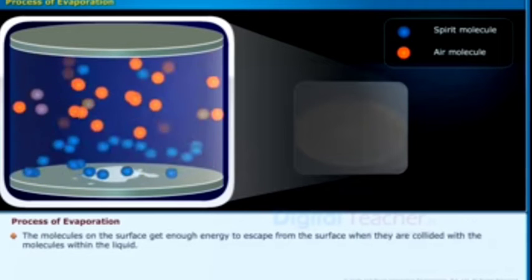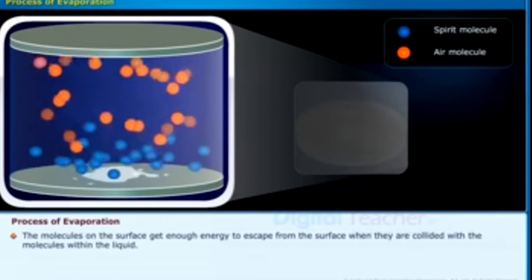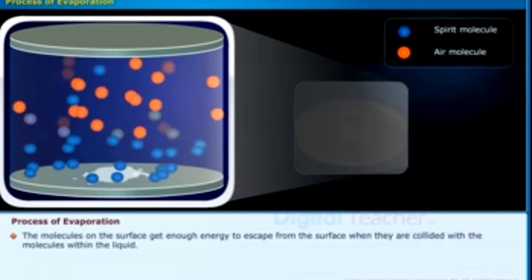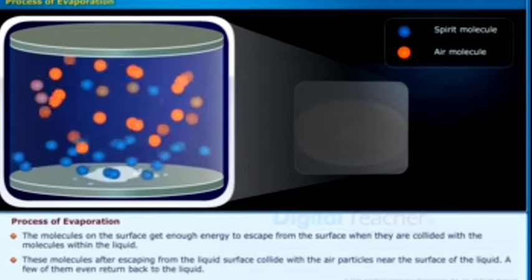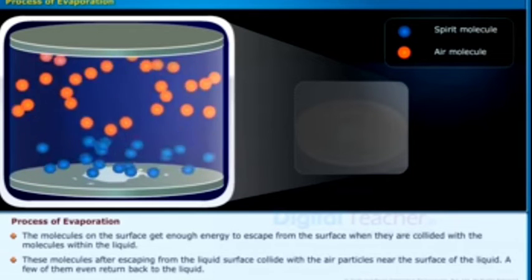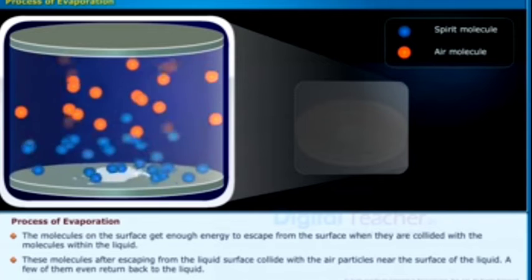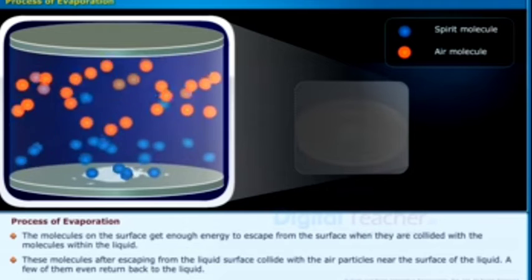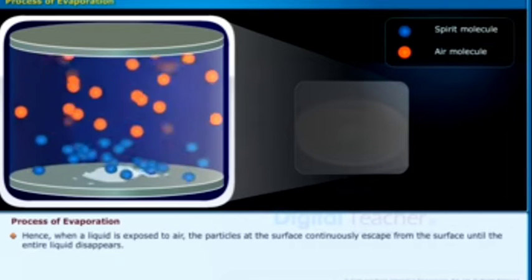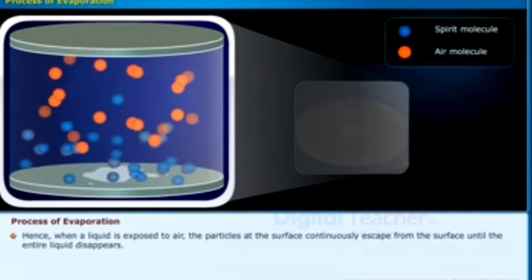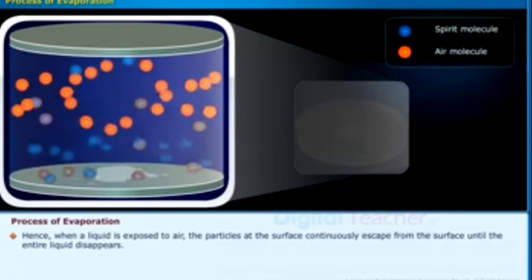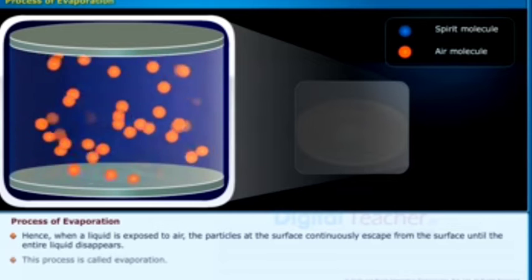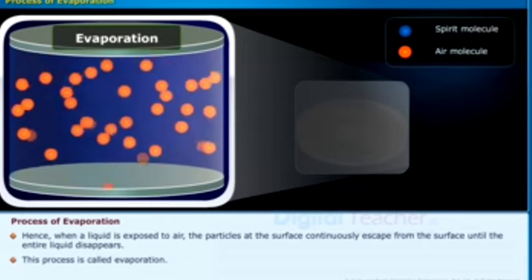The molecules on the surface get enough energy to escape from the surface when they are collided with the molecules within the liquid. These molecules, after escaping from the liquid surface, collide with the air particles near the surface of the liquid. A few of them even return back to the liquid. Hence, when a liquid is exposed to air, the particles at the surface continuously escape from the surface until the entire liquid disappears. This process is called evaporation.